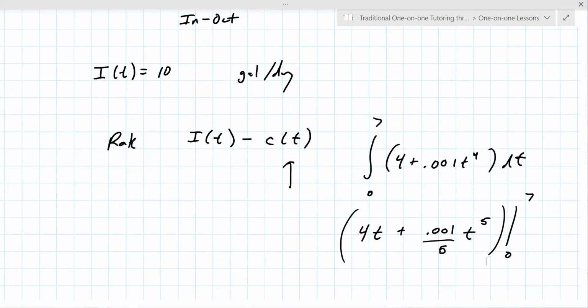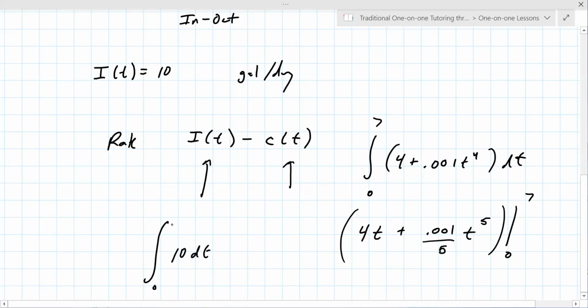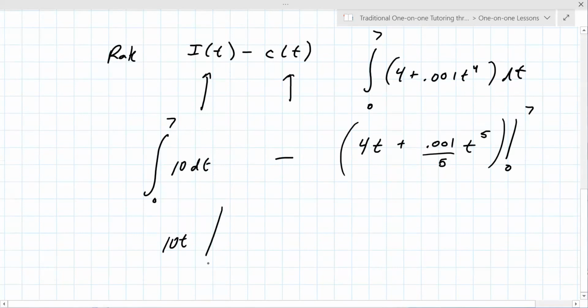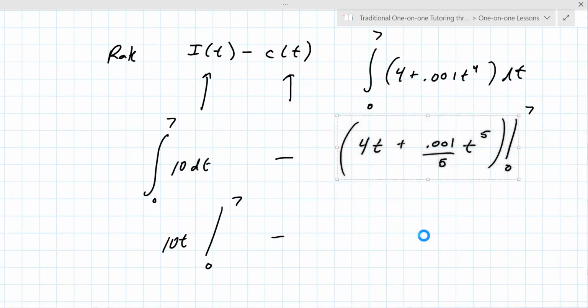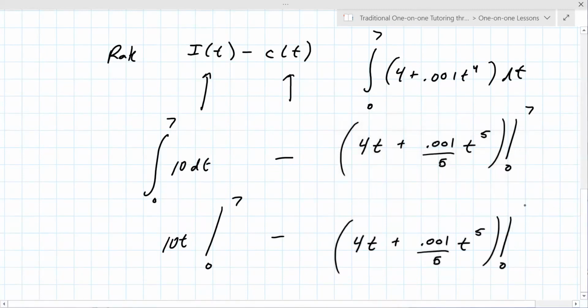Does it say to not use a calculator, or does it say a calculator is okay? Oh, set up. It's just a setup. So if you want to get this one, you integrate this 10 dt from 0 to 7, and then you subtract this other part. So you get 10t evaluated from 0 to 7 minus all of this over here on the right. And you get some number. So that's your net change. Your net change is in minus out. Is that clear? Yeah. Okay.